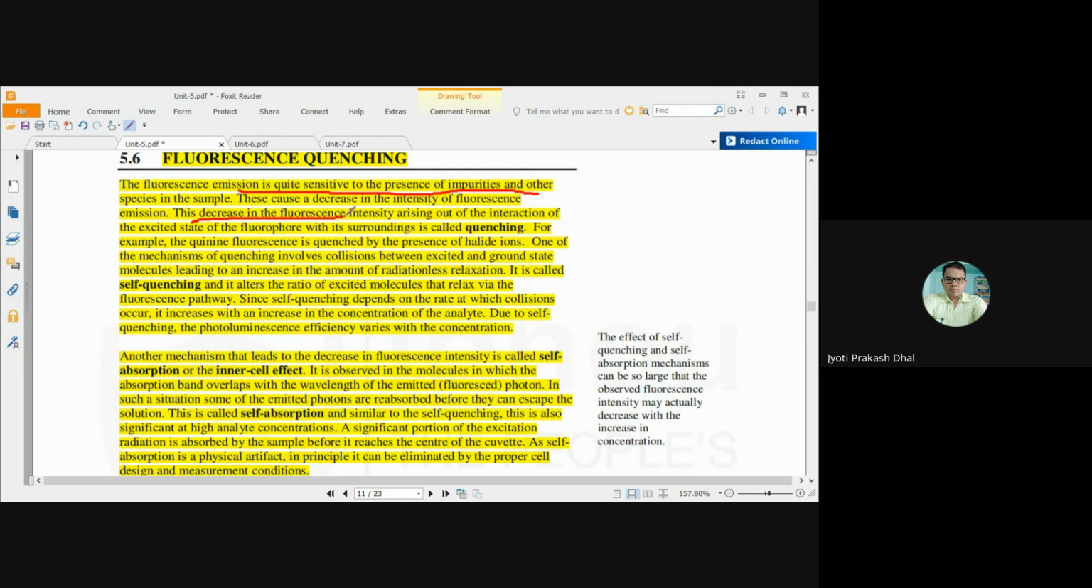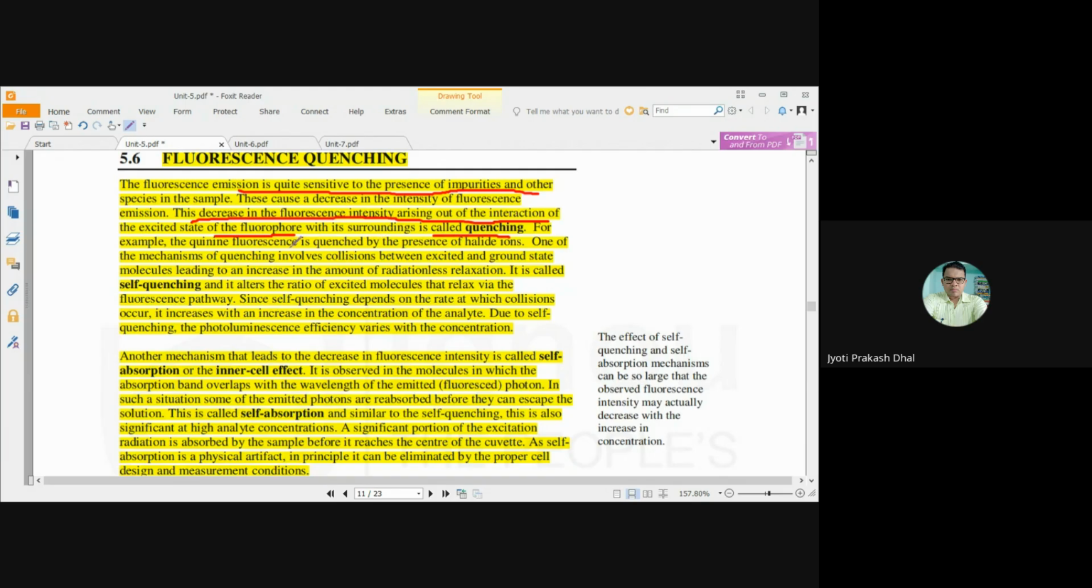So this decrease in the fluorescence intensity arises out of interaction with the excited state of the fluorophore. Fluorophore means the molecule which will show fluorescence. So a decrease in fluorescence intensity arising out of the interaction of the excited state of the fluorophore with the surrounding is called quenching. That means the phenomenon by which the fluorescence intensity decreases by interaction with other molecules is called quenching.